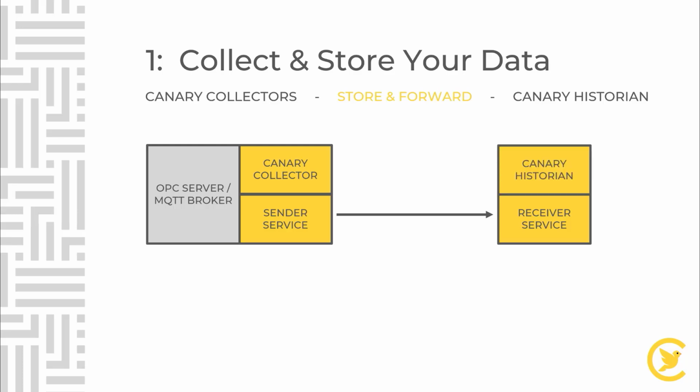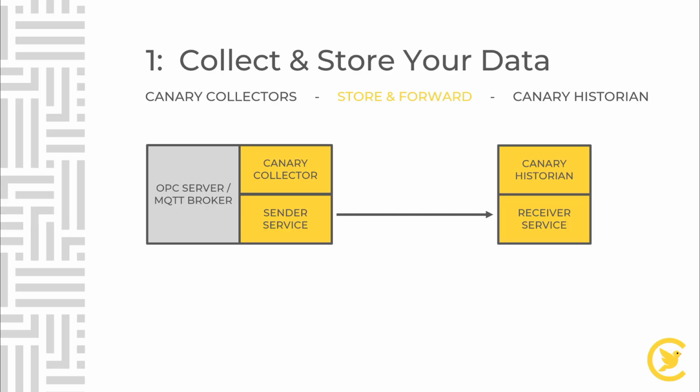So, the data is configured with the Canary Collector, the sender service pulls that data from the OPC server, and then pushes it across the network to the receiver service. The receiver service checks it into the Historian and communicates to the sender that the message was received and written to the database.